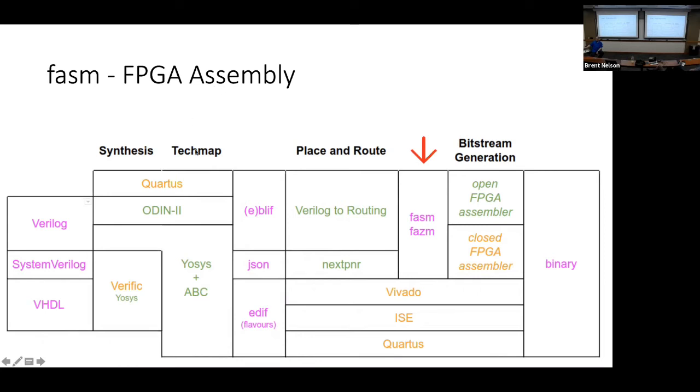Now, what is tech mapping? A synthesizer might simply convert your design into AND and OR gates combined with flip-flops. But you know that FPGAs don't have individual AND and OR gates in general. They have lookup tables, right?